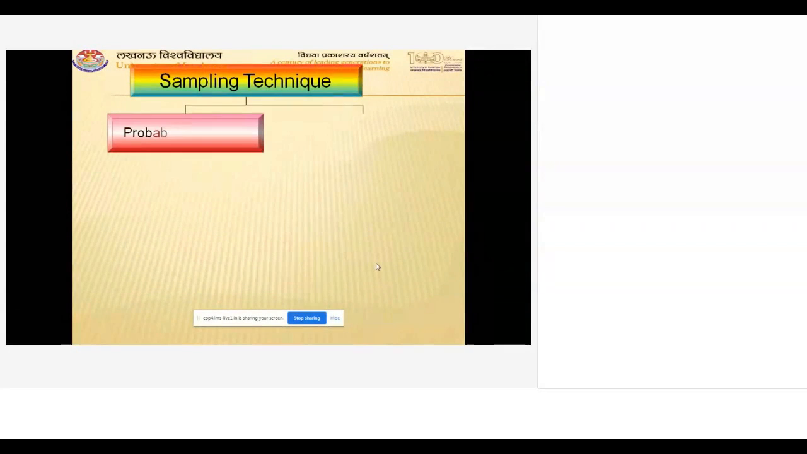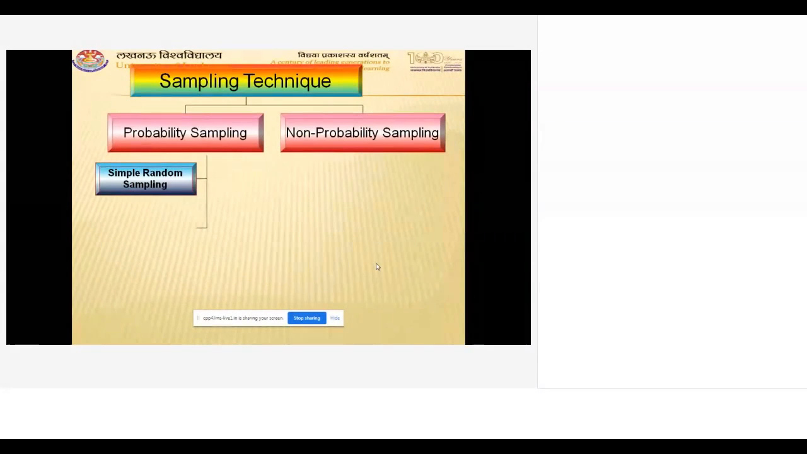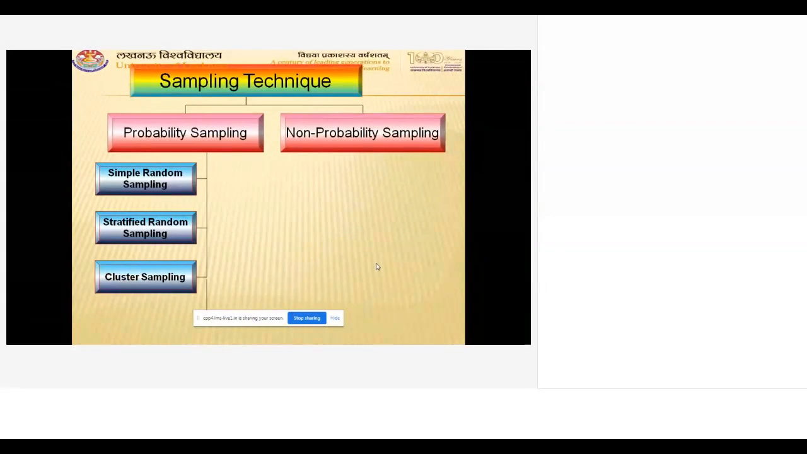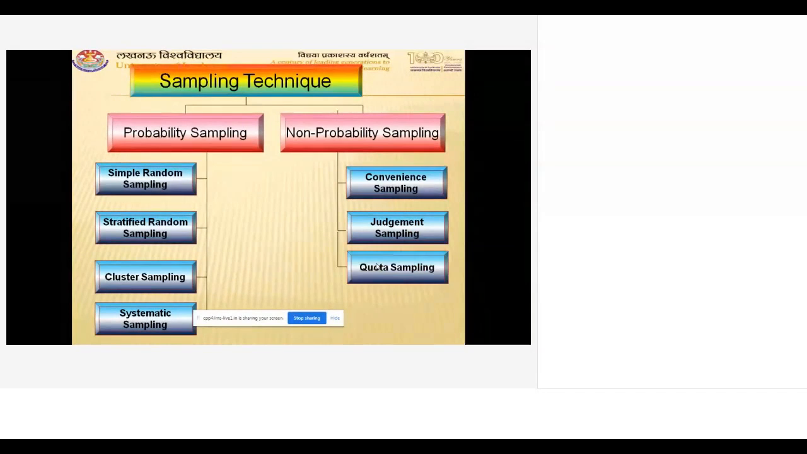The sampling techniques can be divided into two categories. One is called probability sampling and the other is called non-probability sampling. In probability sampling, the main techniques considered are simple random sampling, stratified random sampling, cluster sampling, and systematic sampling. Among non-probability sampling, the more considered techniques are convenience sampling, judgment sampling, and quota sampling. There are further sampling techniques, but I am considering these seven in my lecture.